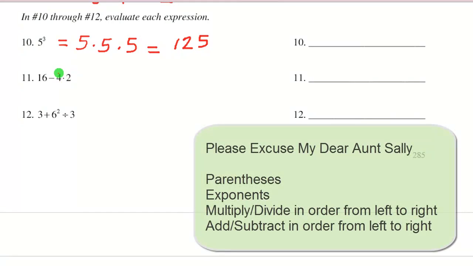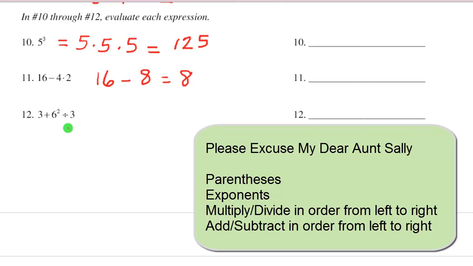In the next problem, we have subtraction and multiplication. And as you know from our order of operations, you're going to do the multiplication first. So 4 times 2 is 8. And then subtracting 16 minus 8 gives us 8.